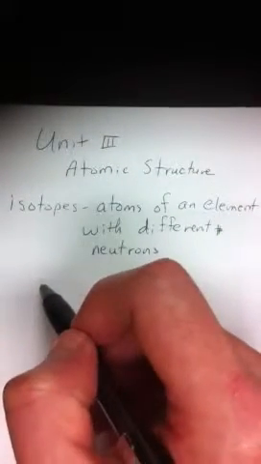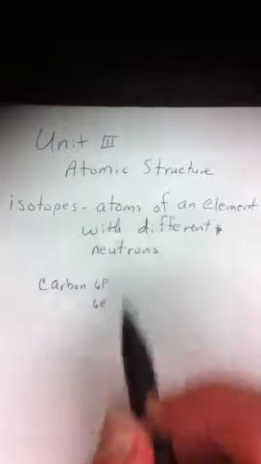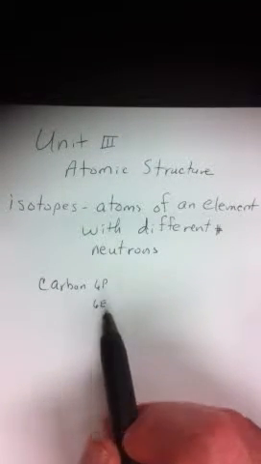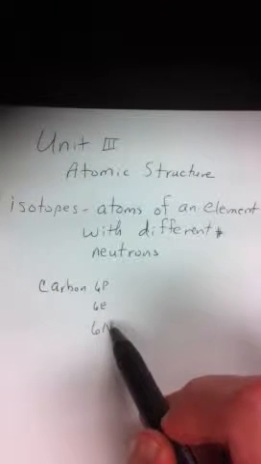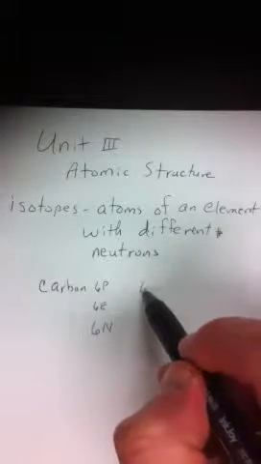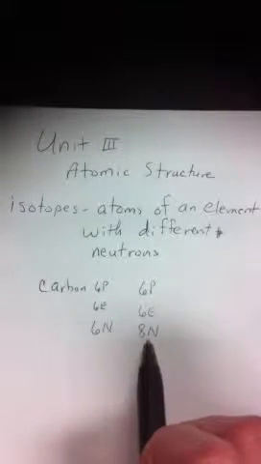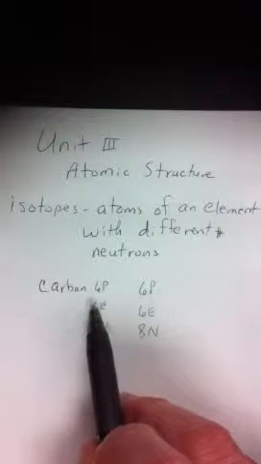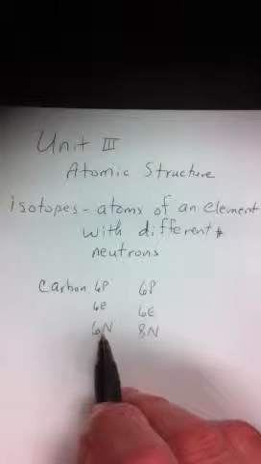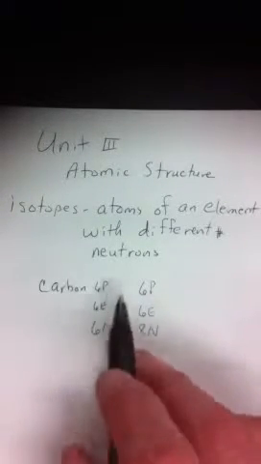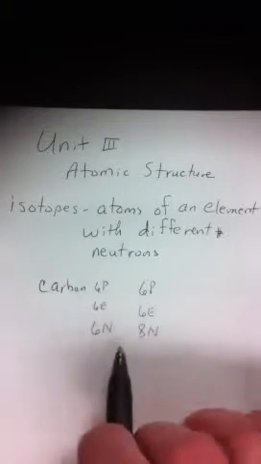Let's take carbon for instance. Now carbon atoms all have 6 protons and 6 electrons unless they lose or gain some electrons. Some carbon atoms have 6 neutrons, and these are the neutral particles located inside the nucleus. Some carbon atoms have 8 neutrons. They have pretty much the same properties, but they're a little bit different because this one has 2 more neutrons than this one. And so these are 2 isotopes of carbon, atoms of the same element with different numbers of neutrons.